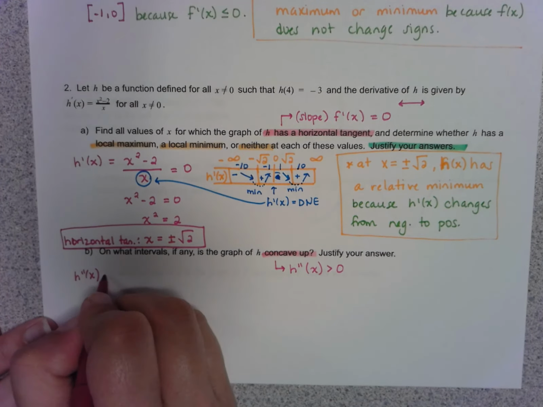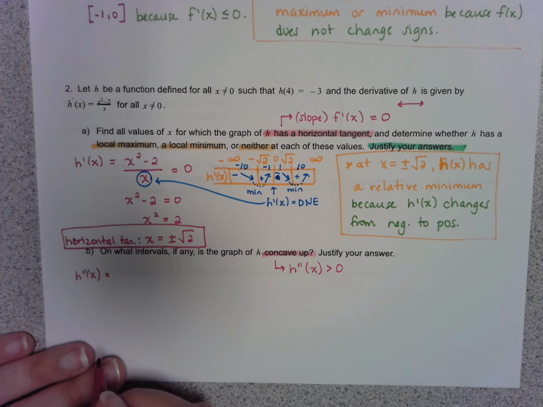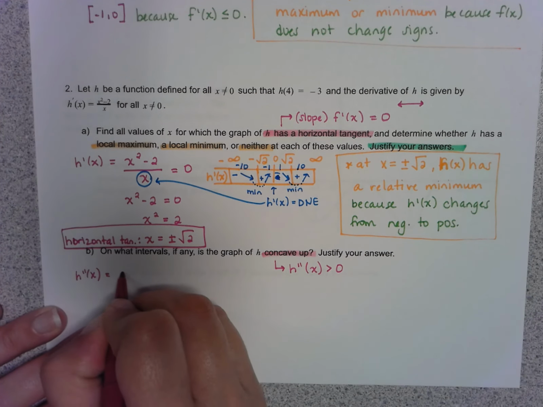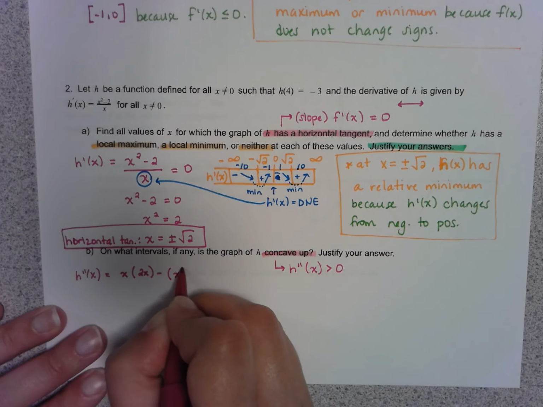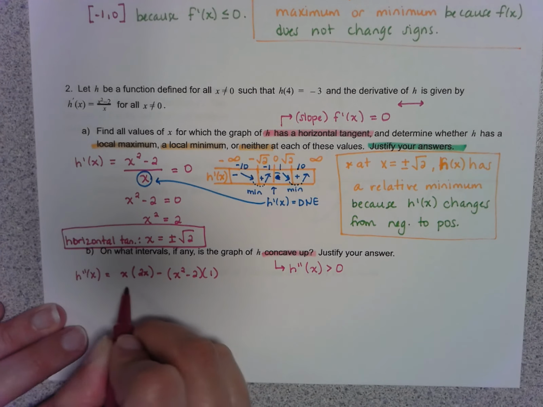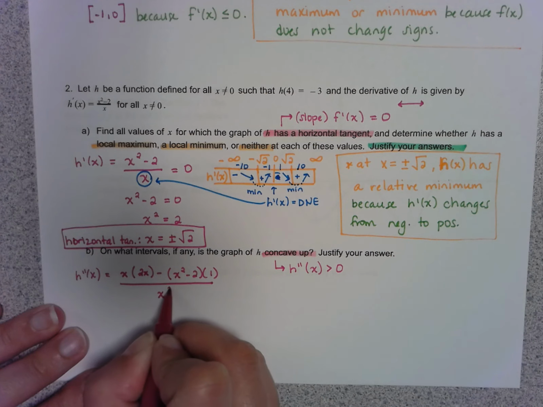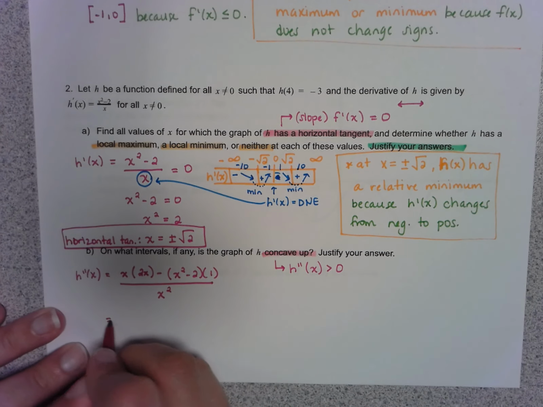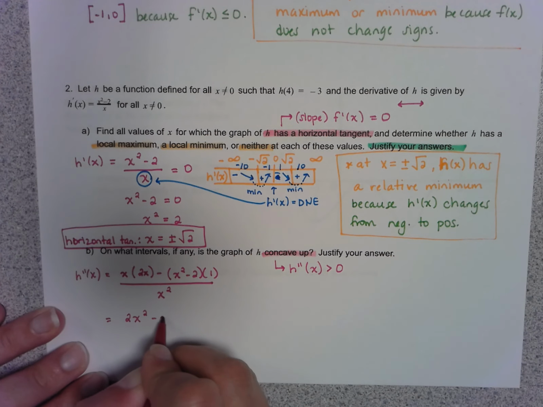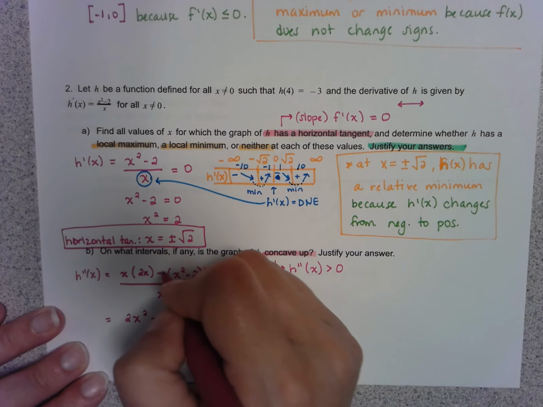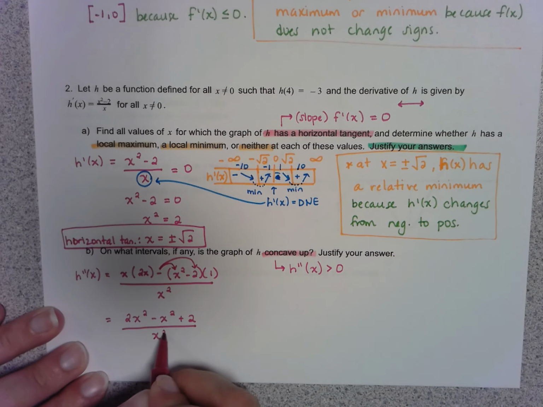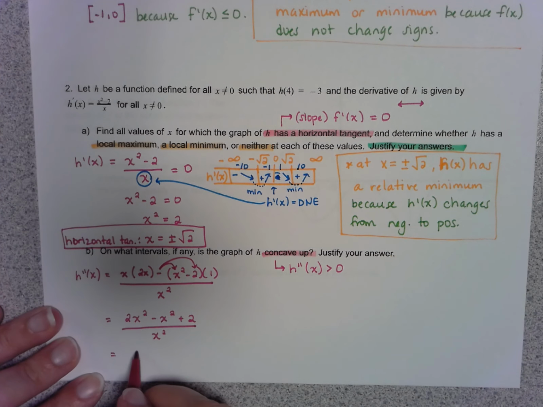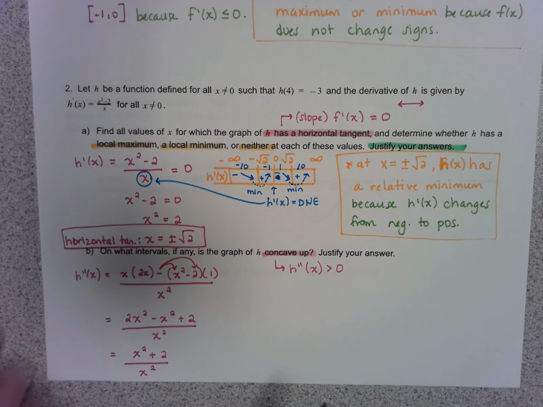So h double prime of x equals, now in order to find this second derivative, I'm going to use quotient rule. So low and then d high, so 2x, minus high, so x squared minus 2, d low, which is 1, and low squared, so x squared goes down below. Now I'm going to simplify this, so I'm going to have 2x squared minus x squared plus 2. And the reason I'm getting a plus 2 is that I'm distributing this negative all over x squared. Now 2x squared minus x squared is just 1x squared plus 2 all over x squared.